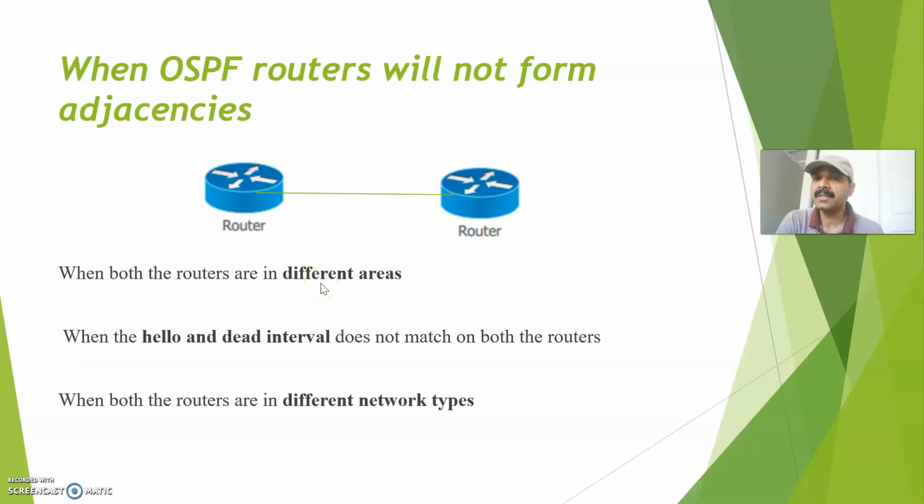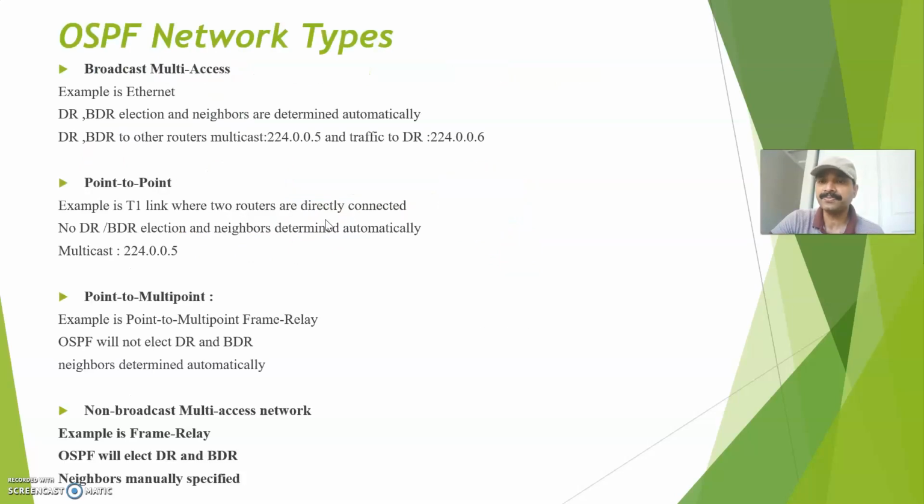So now let us see when the OSPF routers will not form adjacency. Under what situation will the routers not form a neighbor relationship or adjacency with each other? The first scenario is both routers should be configured in the same area. If they are in different areas, they will not form an adjacency with the neighboring router. Also the hello and the dead interval should match on both the routers. If they do not match, R1 will not form a neighbor relationship with R2. Also both the routers should be in the same network type. The default network type is broadcast. Assume this router is configured as broadcast and the other as non-broadcast. In that scenario also, both the routers will not form a neighbor relationship.